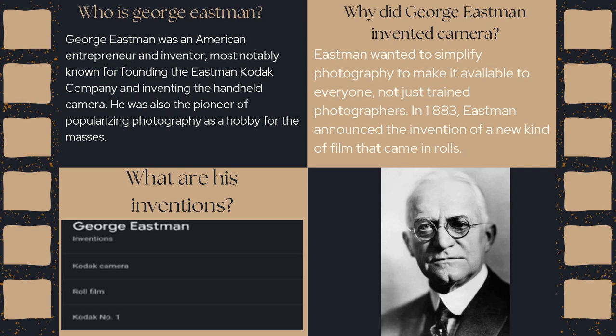So why did Eastman invent the camera? Eastman wanted to simplify photography to make it available to everyone, not just trained photographers, but for everyone. In 1883, Eastman announced the invention of a new kind of film that came in rolls. So what are the inventions of George Eastman? So the inventions of George Eastman are the Kodak camera and roll film, which is ang katong roll film tape. Yeah. So Kodak number 1. So muna si George Eastman.